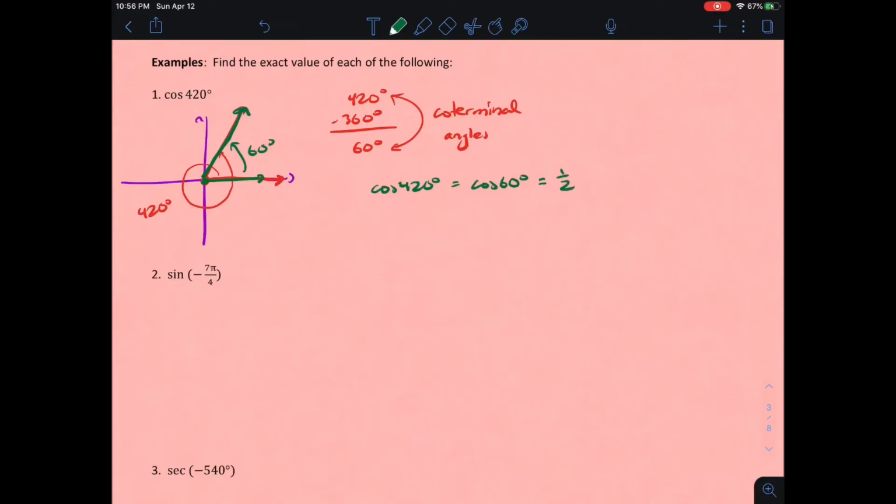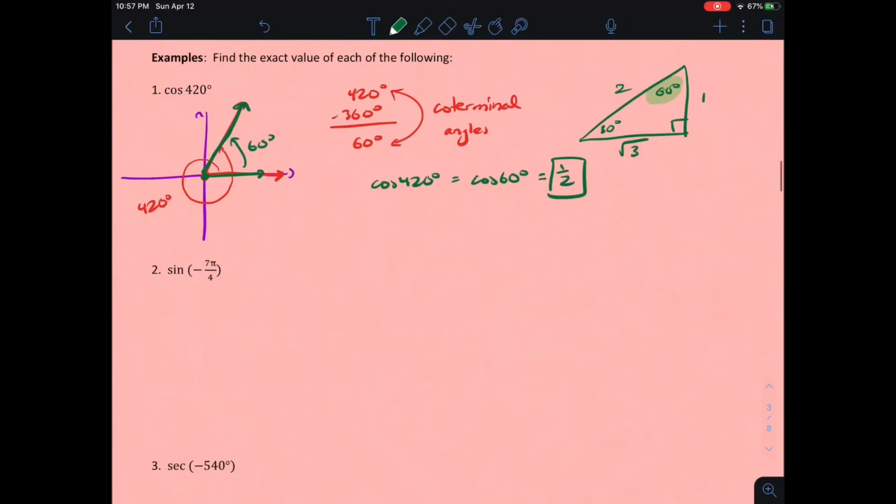So hopefully by now you memorized what cosine of 60 degrees is. This is just 1/2. If you forget, you can always draw a right triangle. Shortest side is 1, hypotenuse is double the shortest side. The longer leg is square root of 3 times the shortest leg. Then I'm going to use my SOHCAHTOA acronym. Cosine would be adjacent over hypotenuse, and you get the same answer. But hopefully you have these memorized because you're going to see these values so often. If you don't know them now, go back and memorize them as soon as you can.